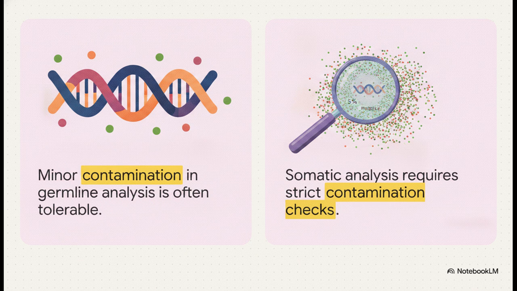Because tumors are so biologically complex, we're often hunting for mutations at a very, very low variant allele frequency, or VAF, sometimes as low as 5%. If your sample has even a tiny bit of contamination, it completely obscures those low-frequency cancer mutations. You could literally miss a critical diagnosis. This is exactly why tools like GATK's CalculateContamination aren't just optional add-ons in somatic pipelines. They are the absolute mandatory first step before you can trust any of your downstream data.